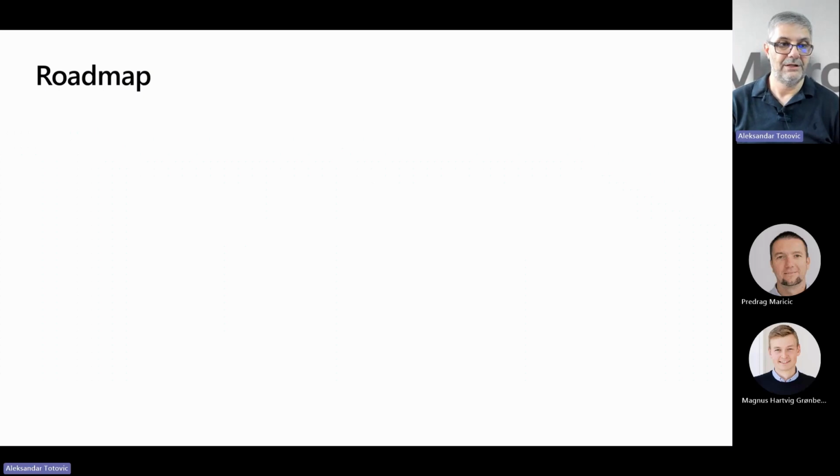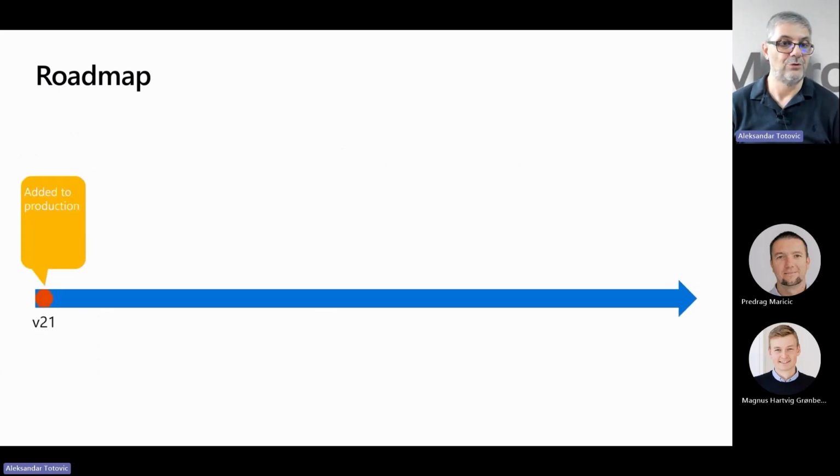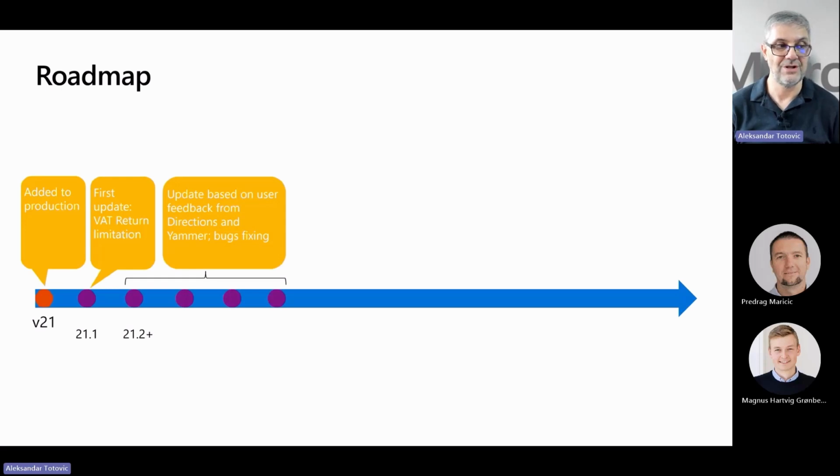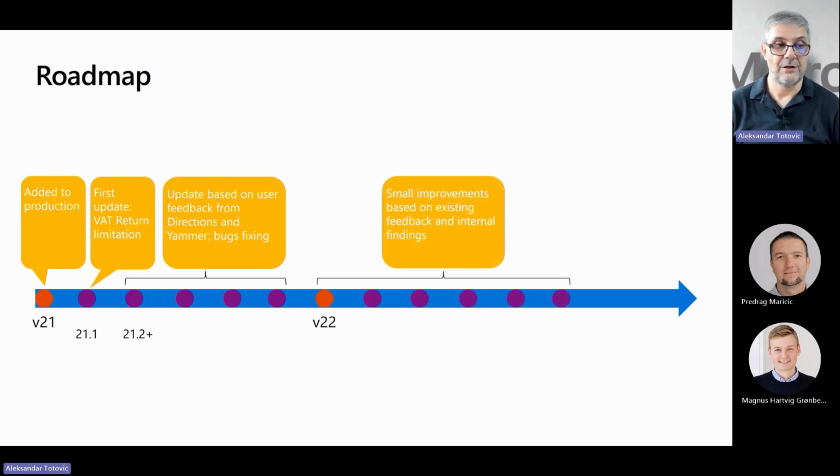Okay, the roadmap was that we started with 2022 release wave 2, or version 21, and this is the moment when we added this to production. On the first minor, we made an update, adding VAT return limitation. After that, based on your feedback, especially from Directions and Yammer, we introduced a few new features, limitations, and some bug fixes. So we continued with upgrading and adding small improvements based on all existing feedback and internal findings in the last 5 to 6 months.